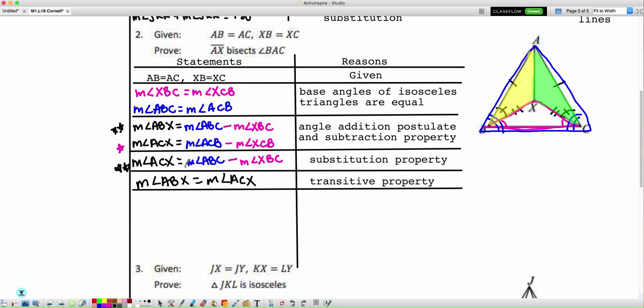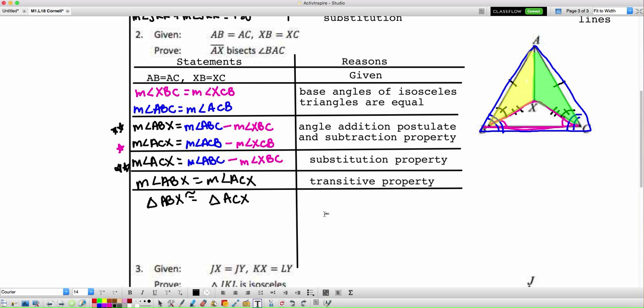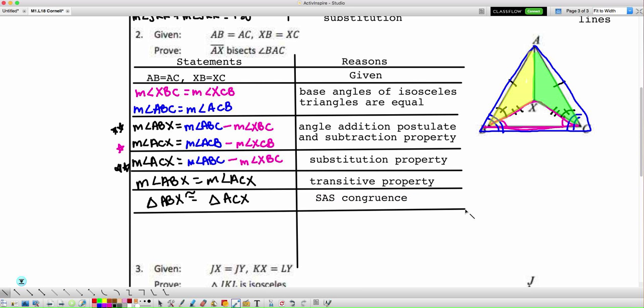So my next statement is going to say that those triangles are congruent. So triangle ABX is congruent to triangle ACX. Again, this is by using SAS congruence. But again, that's not quite what I wanted to prove. That'll get me there, but really I'm trying to prove that AX bisects.